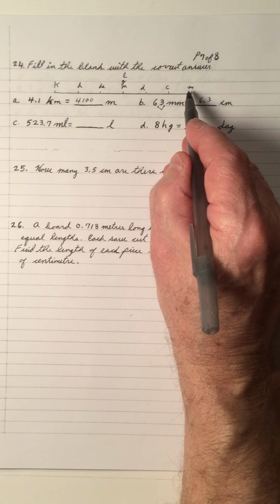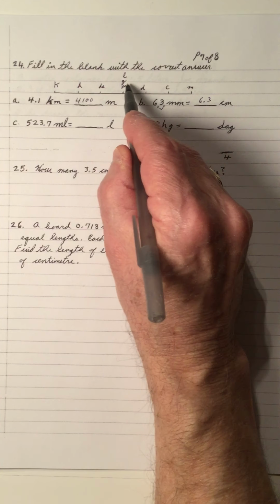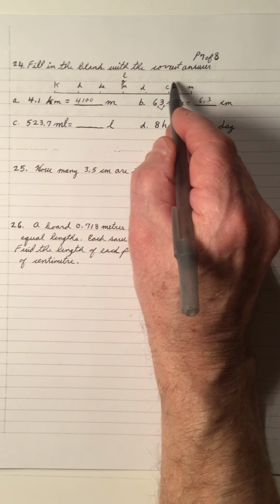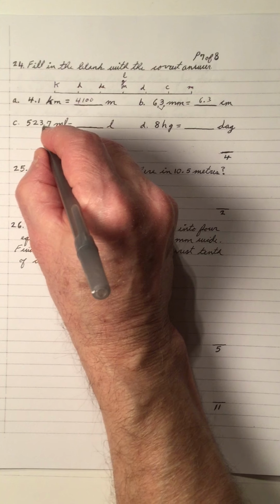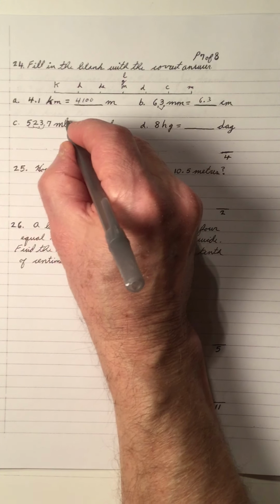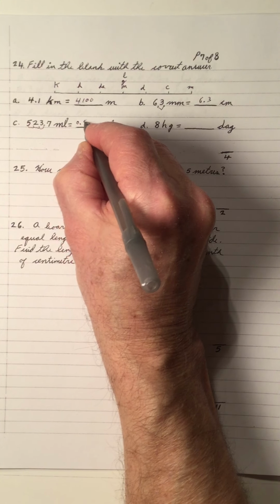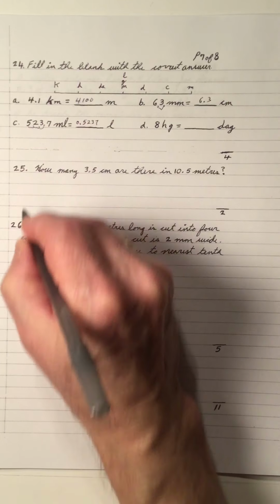Milliliters, which is right here, milli, to liters is here. That's 3 places. 1, 2, 3 left. That's like divided by 1,000. So to move 3 places, I go 1, 2, 3. So I get 0.5237.